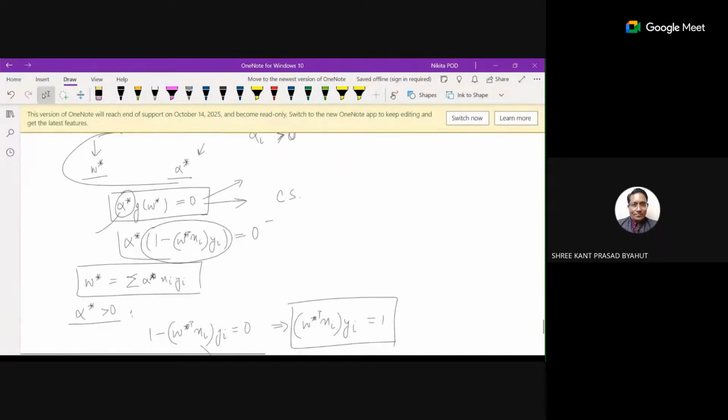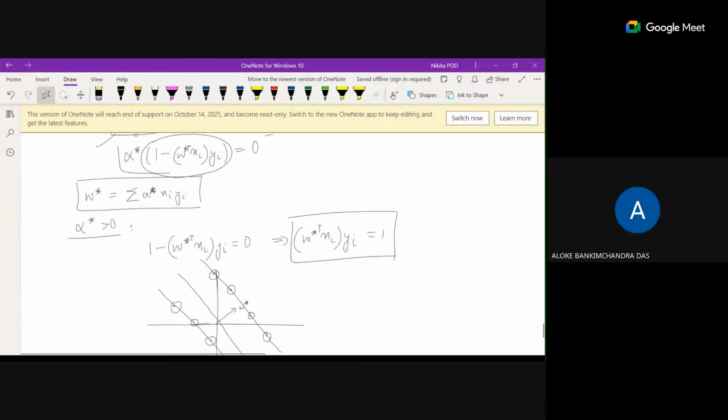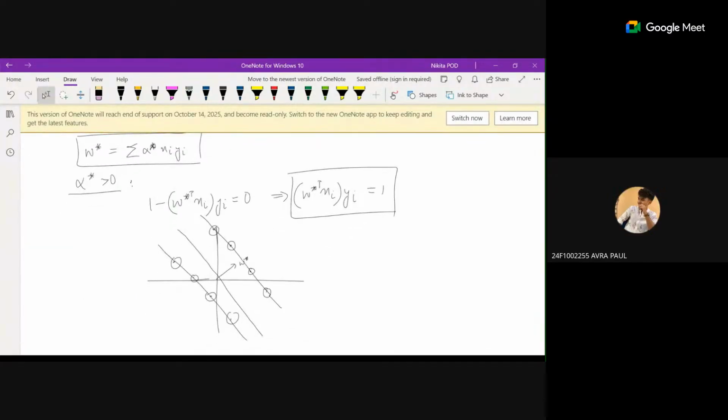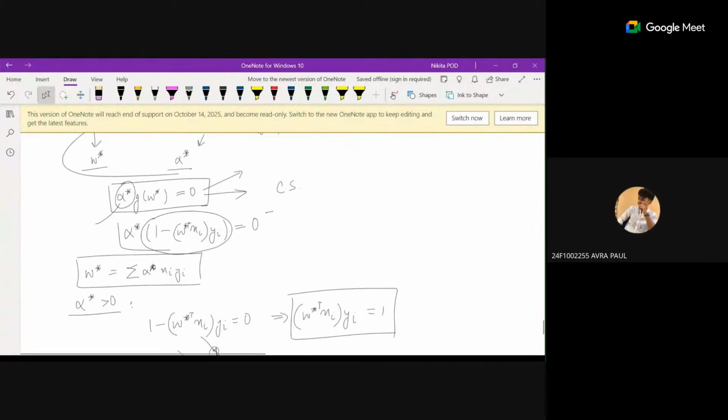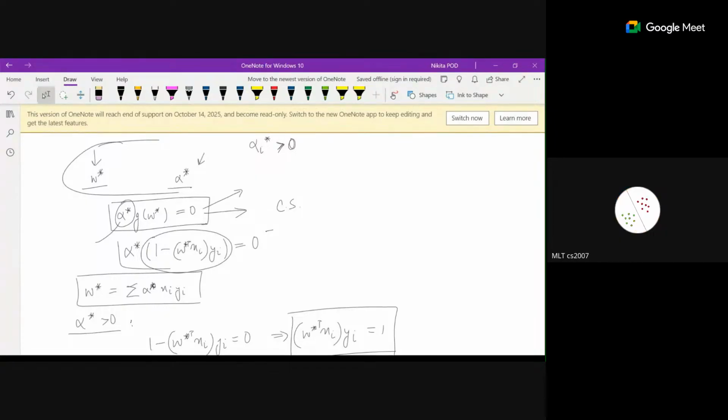There are two conditions for this complementary slackness condition. One condition only, right? In soft margin we have two conditions, because there are alpha and beta terms also coming into the picture, with some relationship between alpha, beta, and C.